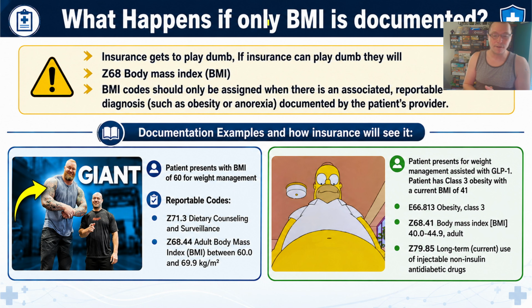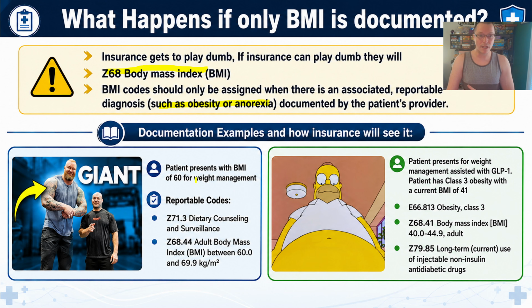So let's look at it from an insurance standpoint and how this will break down. What happens if the documentation is only BMI? Insurance gets to play dumb. And quite frankly, if insurance gets to play dumb, they will, every single time. So we will code the Z68 BMI code because of documentation. A BMI code should only be assigned when there's an associated reportable diagnosis such as obesity or anorexia documented by the patient's provider. So let's say we don't have that.